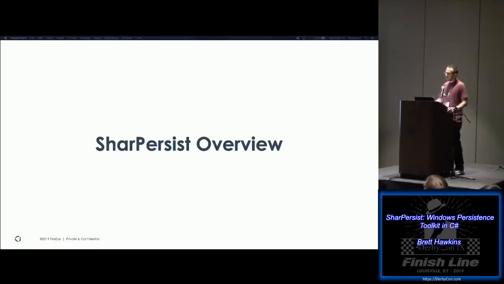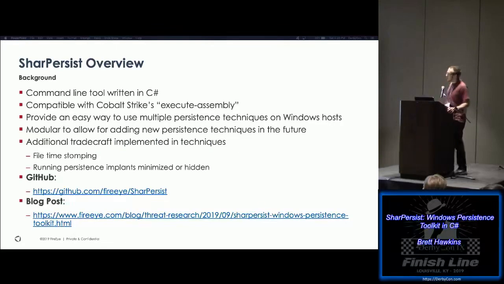So I just went through Windows persistence, very high level. Now let's get into SharPersist. SharPersist is a command line tool. It's written in C#. It's compatible with Cobalt Strike's execute-assembly or any other framework that supports reflective C# execution. It gives you an easy way to use multiple persistence techniques on Windows hosts. I designed it very modular so that new persistence techniques can be added in the future. I want to add as much as I can to it and as much as the community can to it. I also implemented some additional tradecraft in the techniques, so things like file time stomping and running persistence implants minimized or hidden.